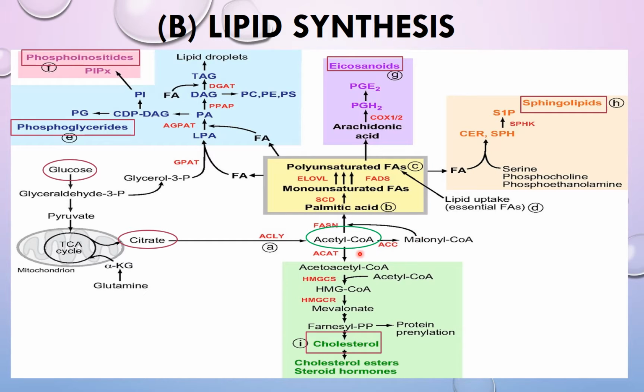From here, we can also see that the acetyl-CoA can be converted into cholesterol, which is useful for the production of steroid hormone in the body.